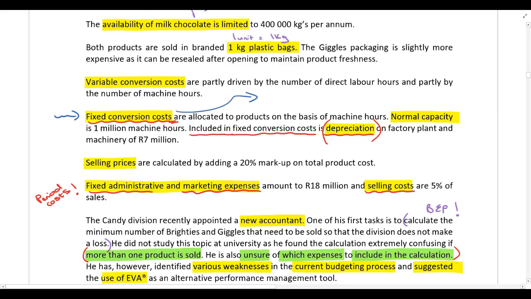Remember, how do we calculate the fixed overhead allocation rate? We've already looked at this calculation in this paper. We calculate the fixed overhead allocation rate by taking the budgeted fixed overhead, and we divide by normal capacity. And remember, where you don't have normal capacity, you can just use your budgeted capacity. So guys, we have the allocation rate.